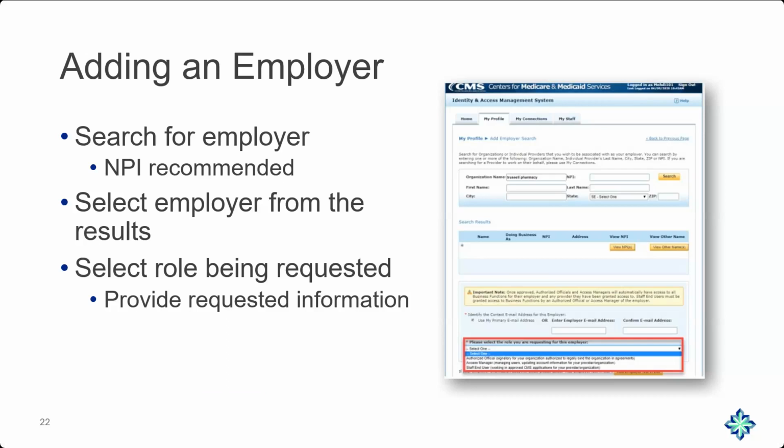It'll also let you select the employer, and from there it's going to allow you to select the role, that box on the bottom, the role that you want to request, which would be the authorized official, the access manager, the staff end user, and then there's also a surrogate. But you have to scroll down to see that. That's why it's not there. So you are going to select the role, and then it may ask you for additional information based on the role that you select.